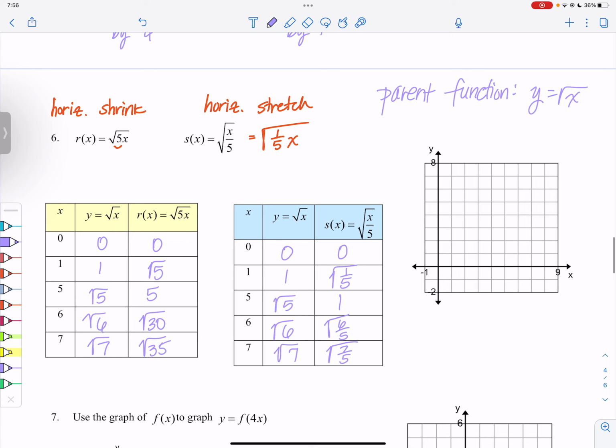Okay, and then plotting these, I'll do my best here. Let's go ahead and get the parent function on there. So the square root of 1 is 1, 2, 3, 4. The square root of 4 is 2. Square root of 9 is 3. So here is that beautiful root function. This is y equals the square root of x.